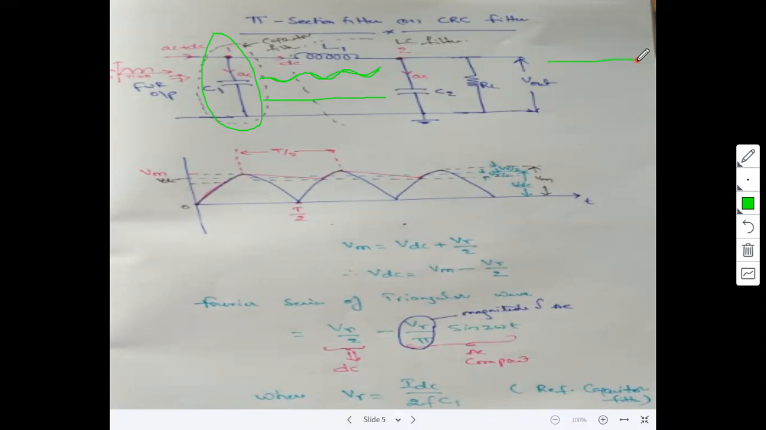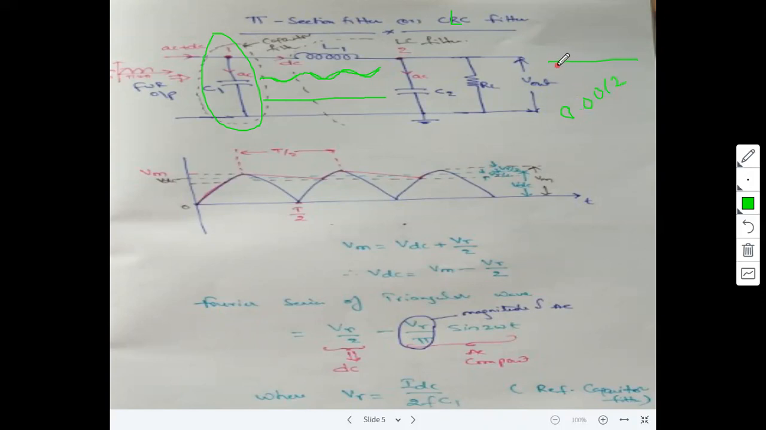When we calculate the ripple factor for a pi section filter, or CRC filter, where C means capacitor, sorry, not CRC, CLC filter: capacitor, inductor, and again capacitor. Now when we calculate the ripple factor, the value for such a filter circuit is very, very, very small, like 0.00012.